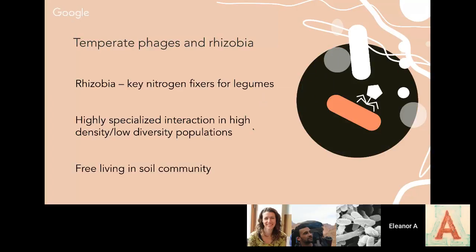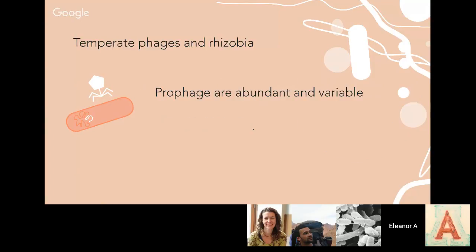But what's neat about these bacteria is that while they have this really specialized relationship, they also spend a lot of time living freely in the soil. So when these nodules break down, they're just released into the soil community. And here they're going to be having interactions with many other members of the microbial community, including, of course, the prophages, or phages in general, in fact.